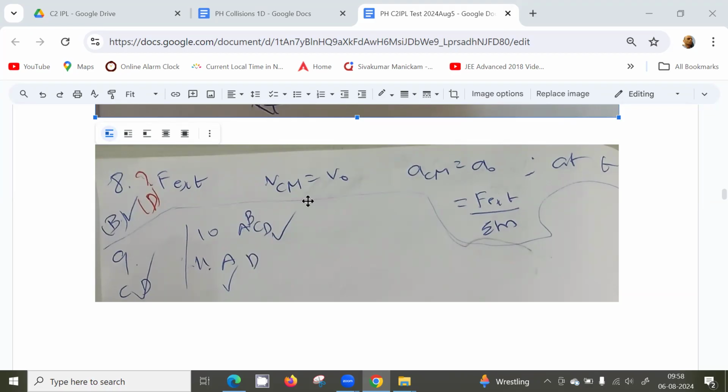They have given a non-zero external force, right? And external force is nothing but mass times acceleration of center of mass. So A has to be non-zero. There is only one option with non-zero acceleration, which is option B.